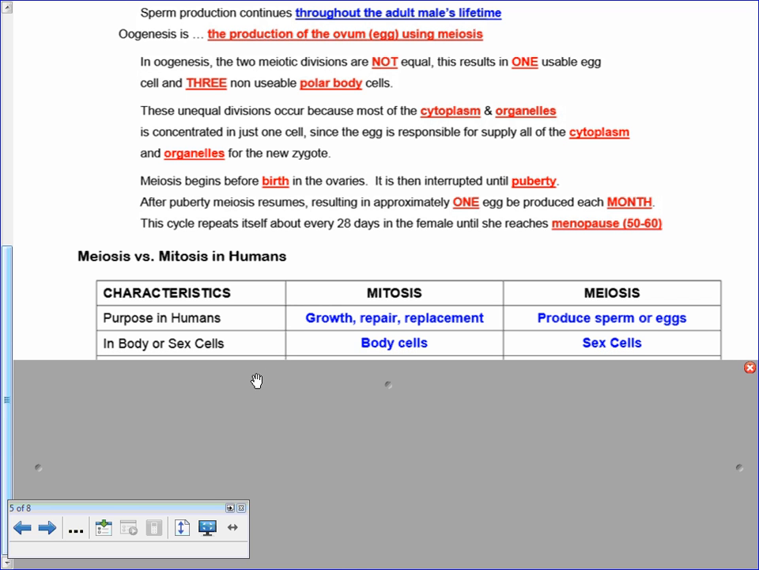Where does it take place? Mitosis takes place in all of our body cells, which is pretty much 99% of our body. And meiosis is exclusively in the sex cells. If you're a male, the testes. If you're a female, the ovaries.